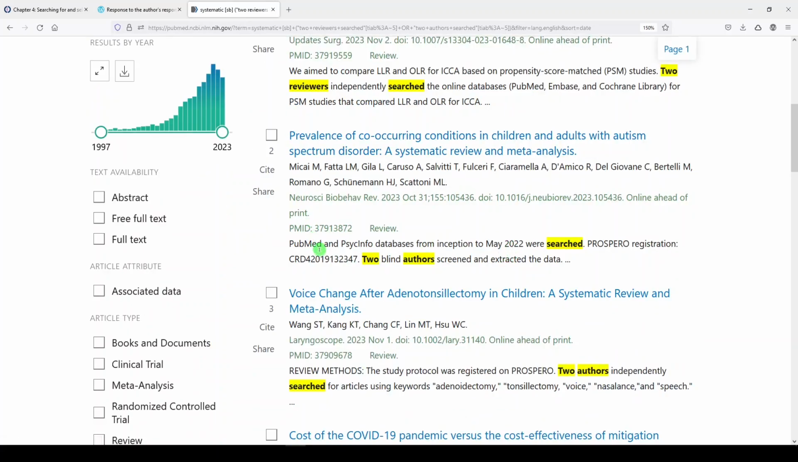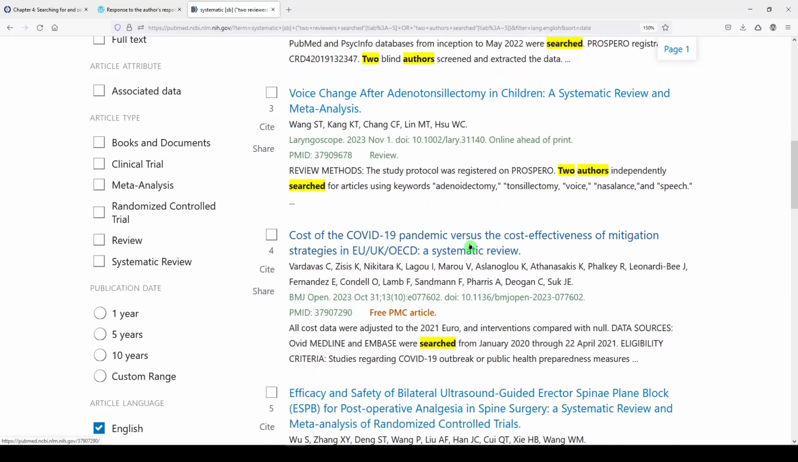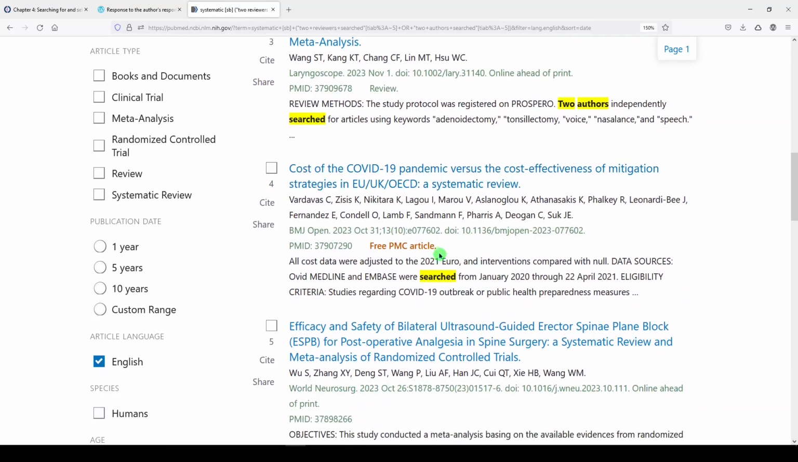Let's look at a couple more. PubMed and PsycInfo were searched. 2 blind authors screened. Okay, that's actually okay. We saw that it's recommended for 2 authors to screen, at least 2 authors to extract data, at least 2 read the Cochrane Handbook. 2 authors independently searched for articles using the keywords. Hopefully they gave us a little more detail than that, but that's still not okay.